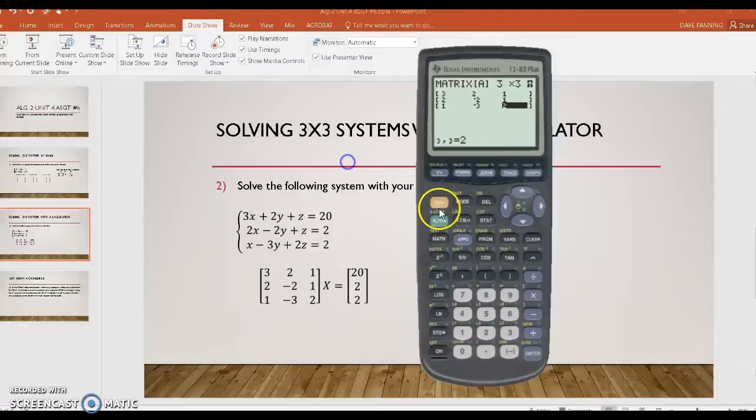I'm also going to edit matrix B. Oops, I want to go to matrix B, so let me go back to matrix B. I'm going to scroll down to B. This is a 3 by 1 matrix, and I want it to be 20, 2, and 2.